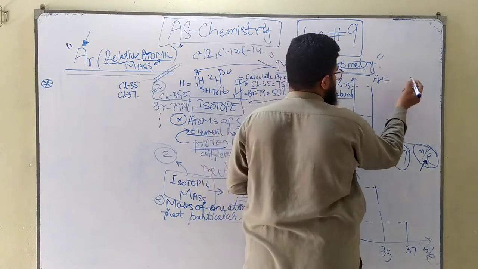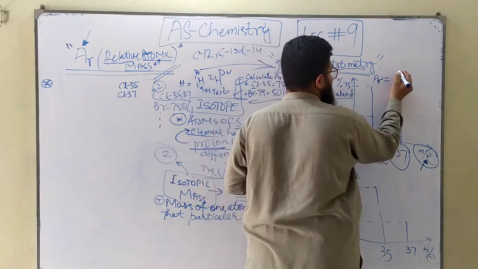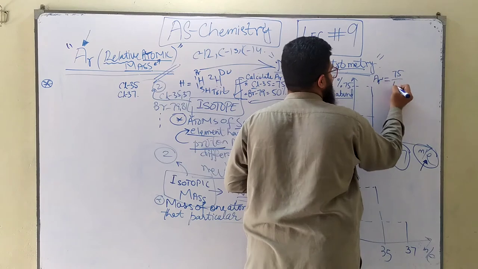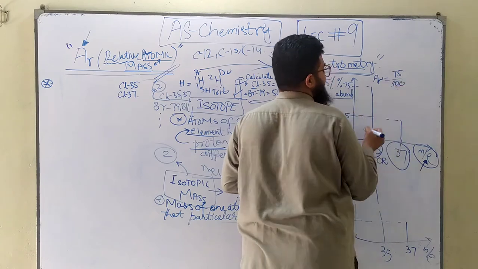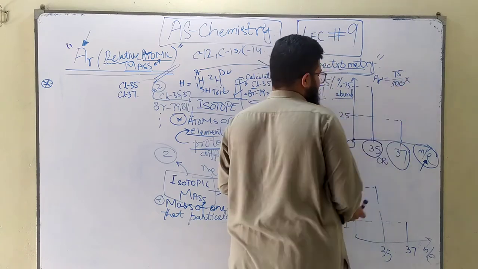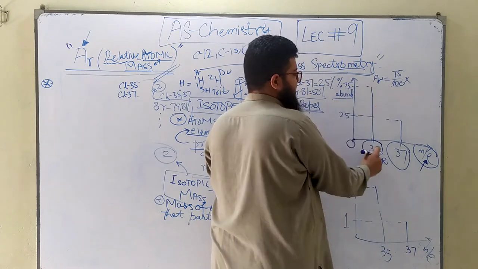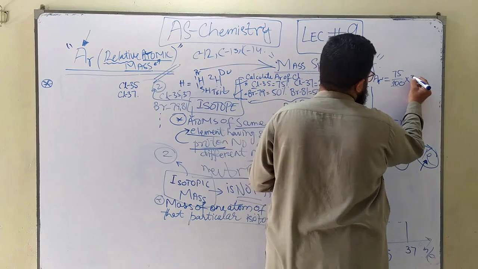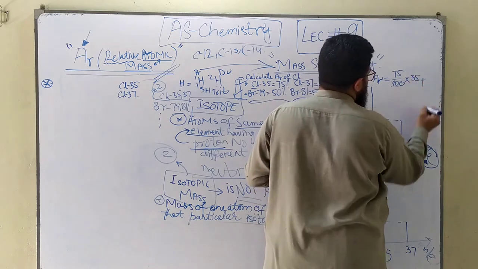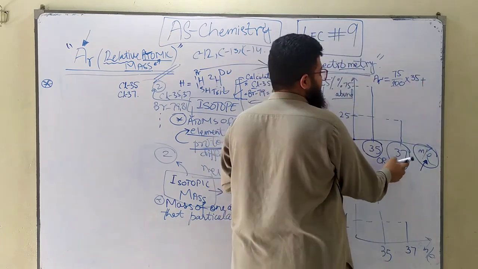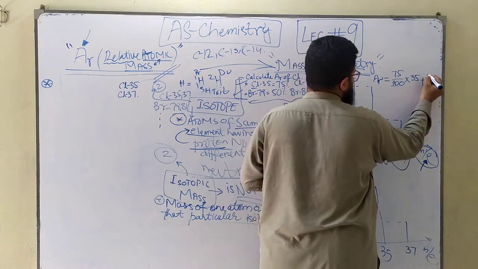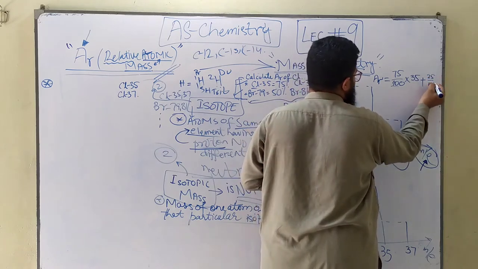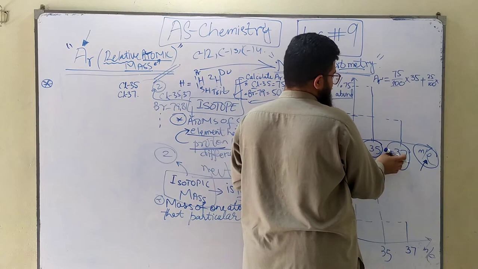So I'll just explain it over here. 75% means 75 upon 100, right? Because the total percentage is 100, and you are going to multiply that with 35 because 75% is the percentage abundance of chlorine 35. Then add it to chlorine 37, whose percentage abundance is 25%, so 25 upon 100, multiplied with 37.